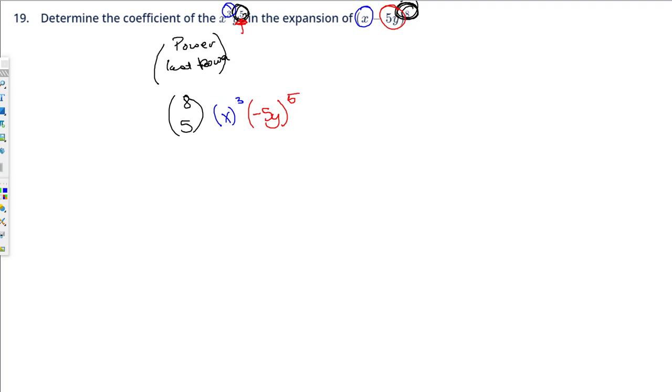Yes, 56. And this would be x cubed. What's negative 5 to the 5th power? Negative 3,125.